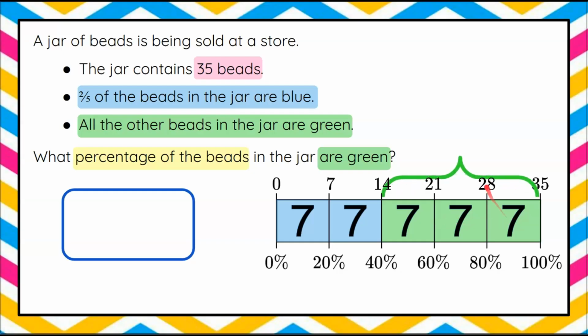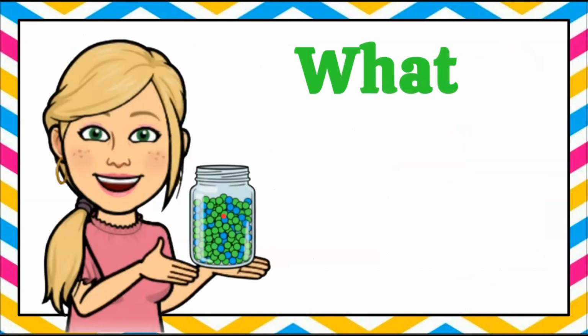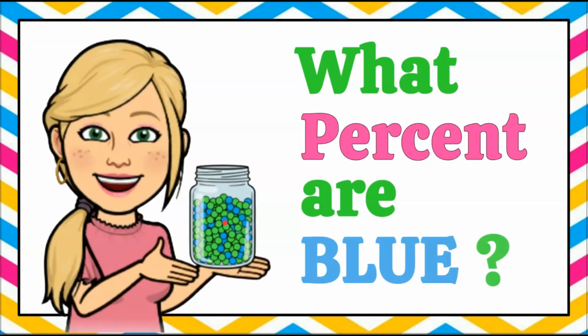So 7 times 3 is 21. So we know that 21 of our beads are green, but we want to find the percentage. So we need each bar section, each of the 5, is 20%. So 20, 40, 60. So we know the section that is green is 60%. 40% is blue, 60% is green. So we can answer that the percentage of beads in the jar that are green is 60%. And there you have it. That is how we determine what percent are green using a visual model, a bar diagram.